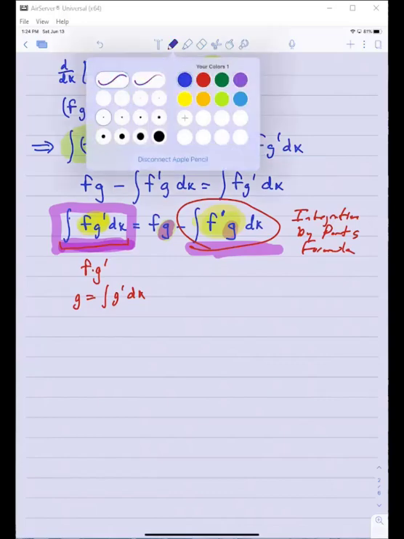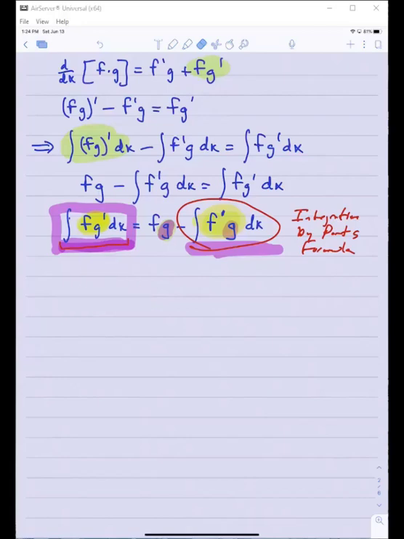All right, before we start looking at examples, let's write this formula in a little different way, and then we can start talking about how to choose the f and the g prime. Let's let u equal f and let v equal g. I'm doing this to be consistent with your book and almost every other calculus book, which is the custom for how to write this. If I make those substitutions, notice that du would be f prime of x dx, and dv would be g prime of x dx.